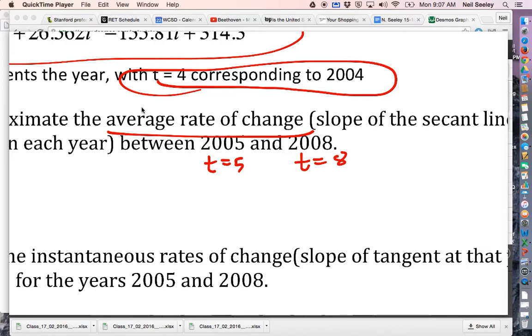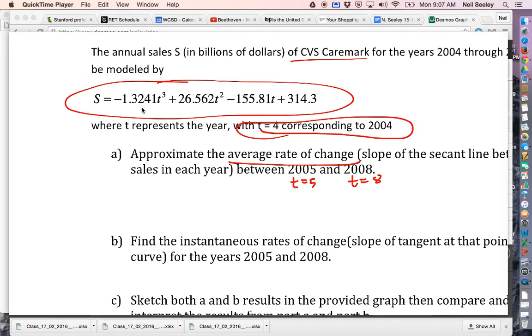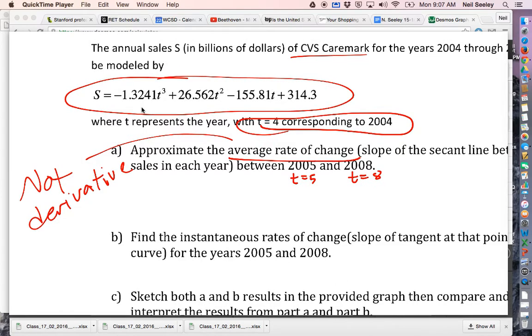I'm going to find the secant line slope. So what that means is I'm not doing a derivative. So average rate of change is not the derivative. Derivative is for instantaneous rate of change, or tangent line slope. So not the derivative on this one. This is all algebra here, just inputting values. Keep that in mind.